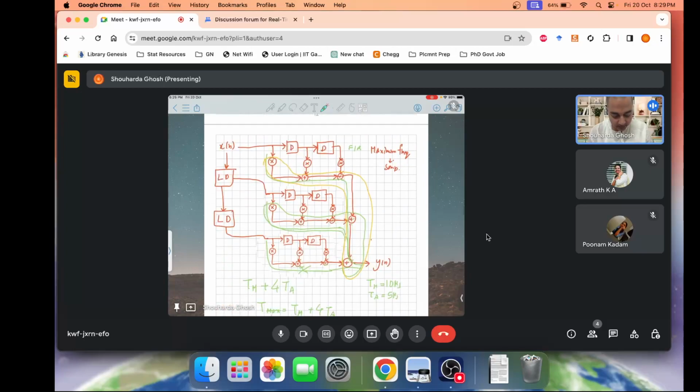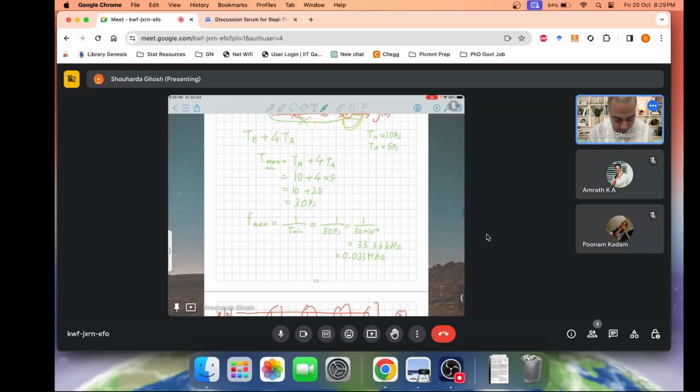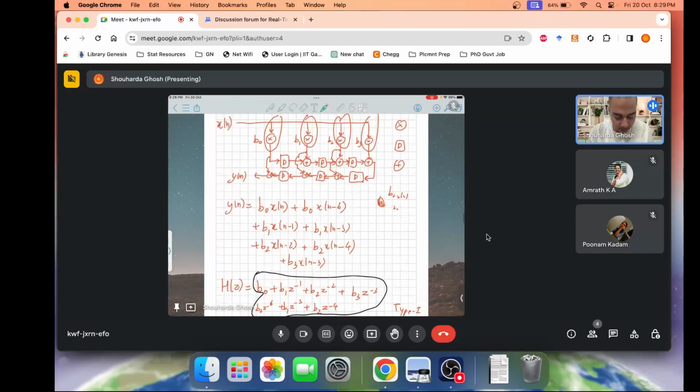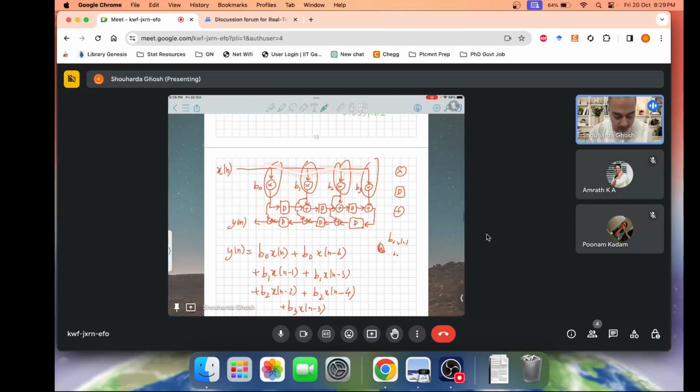Somebody had asked a question on how to find the critical path. If you have studied or practiced questions properly, I'm sure you'll be able to do these questions. These are revision questions. This is the filter structure of a linear phase filter, where you are sharing the multipliers between the samples.